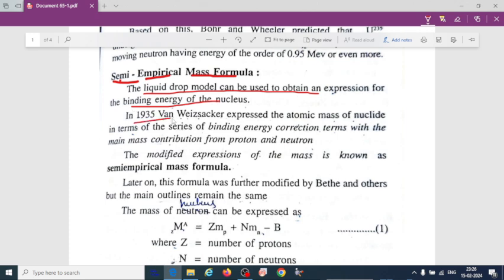In 1935, Von Weizsäcker expressed the atomic mass of a nuclide in terms of a series of binding energy correction terms, with the main mass contribution from protons and neutrons. The modified expression of the mass is known as the semi-empirical mass formula. The formula was further modified by Bethe and others, but the main outline remains the same.